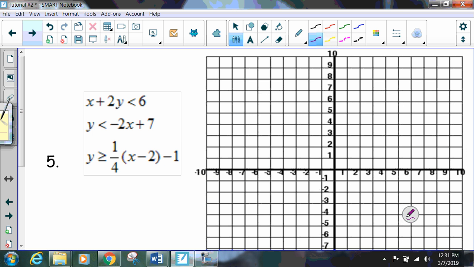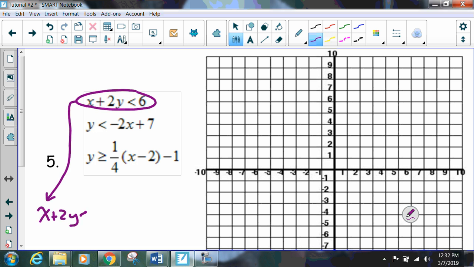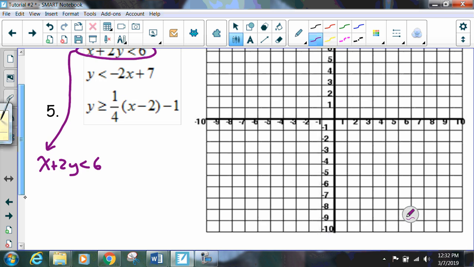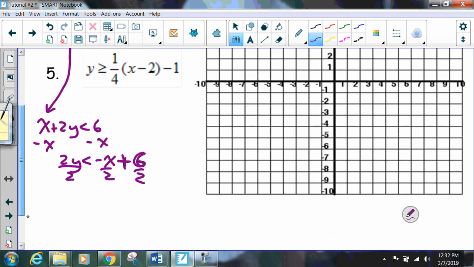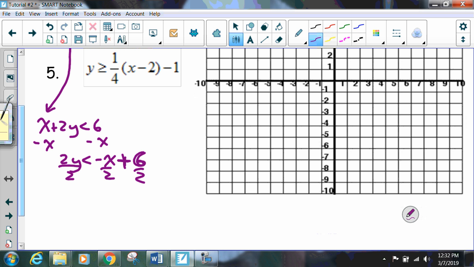Okay, so let's look at the next one. We've got 3 to graph. Once again, this one's going to need a little bit of work, so I'm going to bring that down here. I've got x plus 2y is less than 6. I'm going to go ahead and subtract x from both sides. I'm going to rewrite it with the x term first. I'm being careful to put that plus in front of the 6 because the 6 is positive. Divide everybody by 2, but because 2 isn't negative, I don't need to switch the inequality sign.